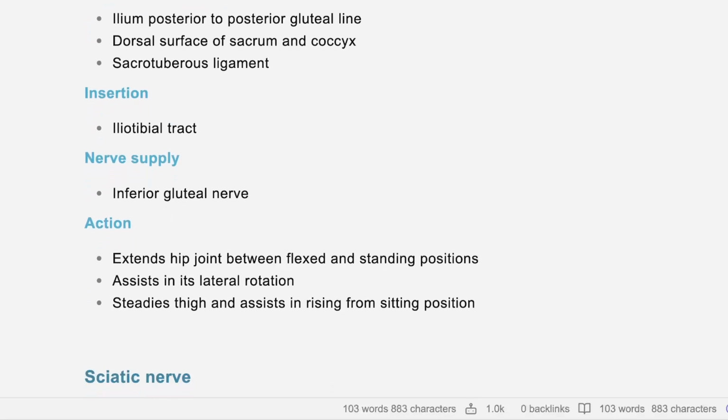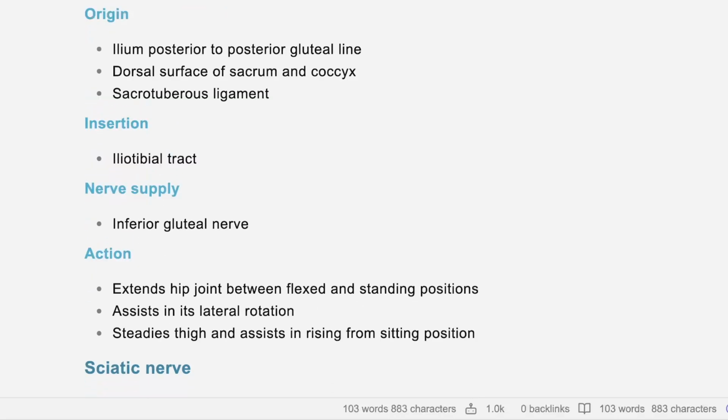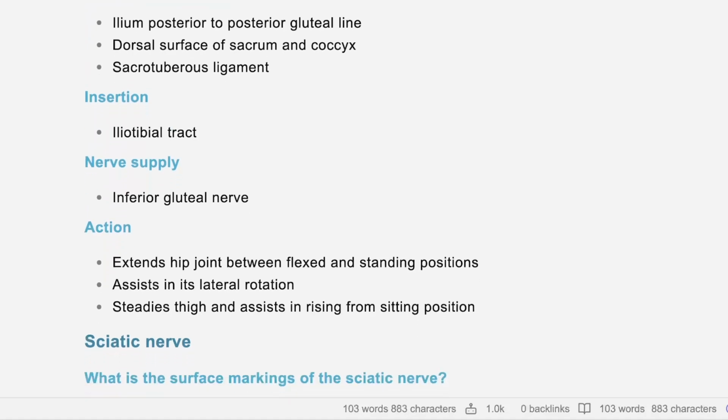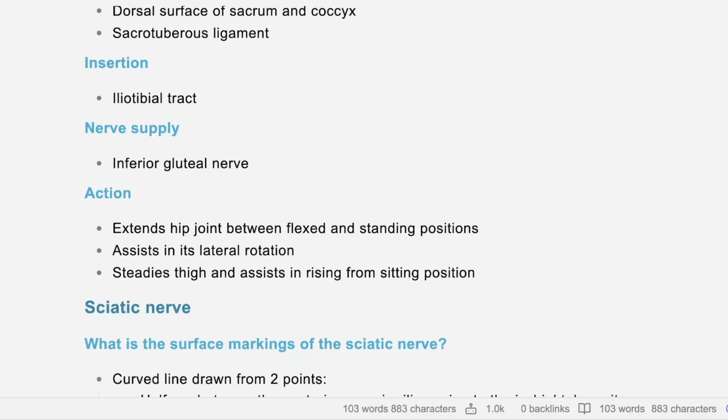Okay, then the sciatic nerve. Starting with the surface anatomy of the sciatic nerve, it's between 2 points. The first point is halfway between the ischial tuberosity and the greater trochanter, and the second point is between the ischial tuberosity and the posterior superior iliac spine. So it's a line connecting those 2 points in the gluteal region.